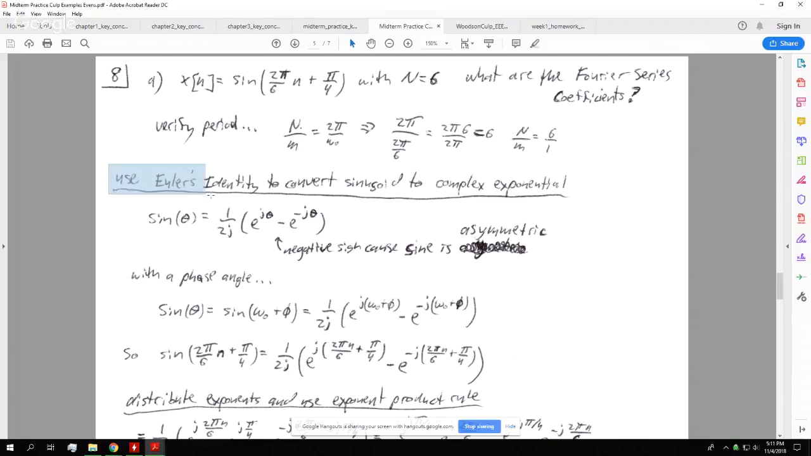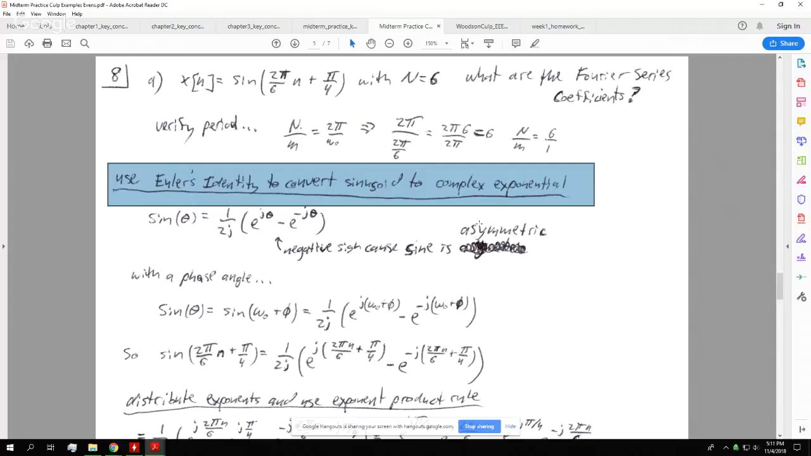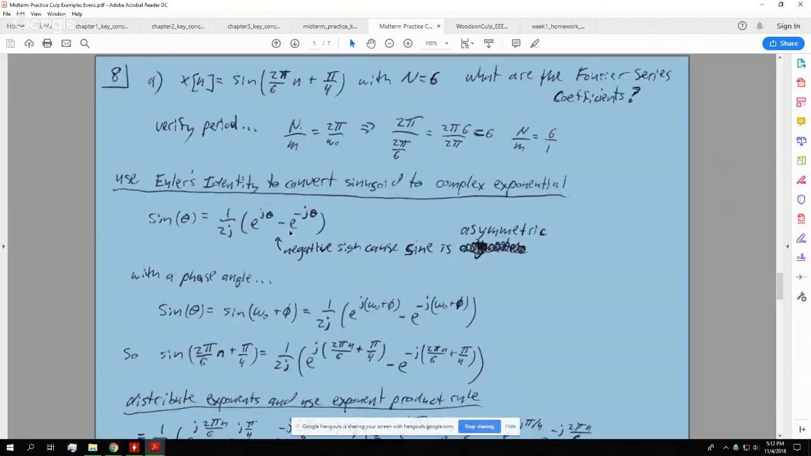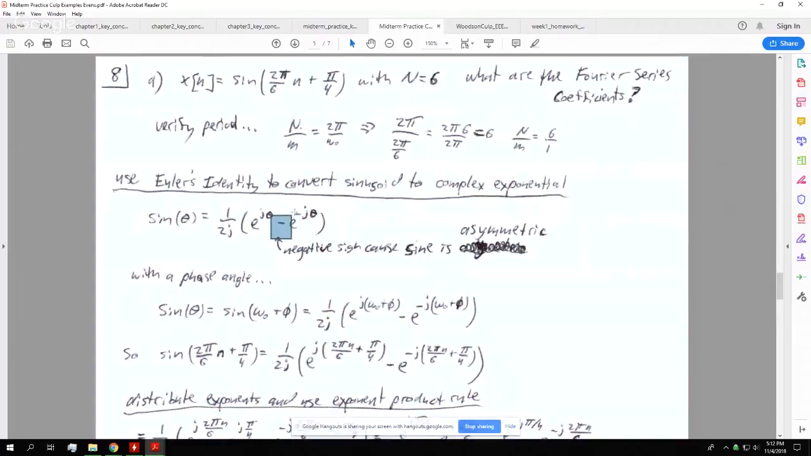The first step is to use Euler's identity to convert the sinusoids into complex exponentials, usually a summation of complex exponentials. Here I've written Euler's identity for a sine function, since we're dealing with sine and not cosine. Simply put, sine of theta equals 1 over 2j times e to the j theta minus e to the negative j theta. The important thing with sine is that there's a minus here.